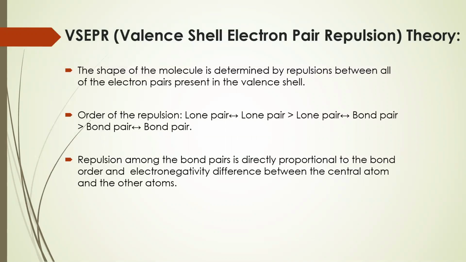Repulsion among the bond pairs is directly proportional to the bond order and the electronegativity difference between the central atom and the other atoms. How the repulsion is measured: it is directly proportional to the bond order and the electronegativity differences between the central atom and the other atoms. Now, what is bond order? Bond order determines the number of bonds present between two atoms. For example, single covalent bond, double covalent bond, or triple covalent bond.